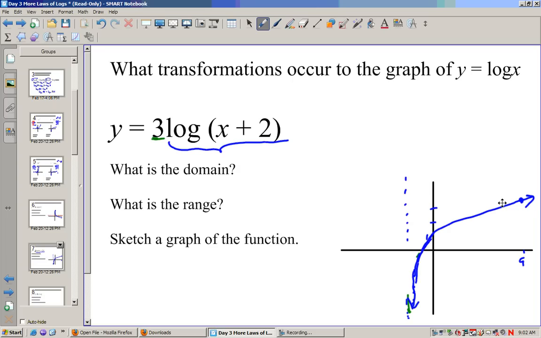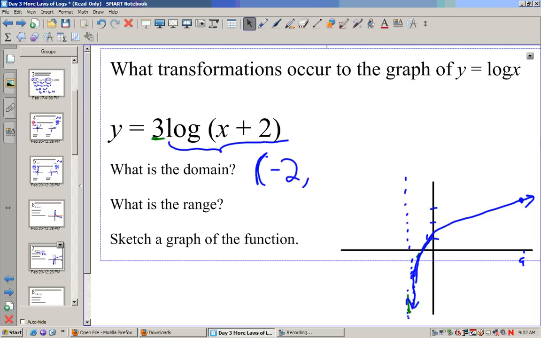Now let's look at the domain of this. I forgot to do this in the previous problem. I'll go back to it. Now the domain, which x values does this function take on? Well, it never reaches -2. So we'll put a parenthesis there, and it goes to the right forever. So from -2 to infinity. All right, the range values, well, it goes all the way down and all the way up, so we can say -infinity to infinity.